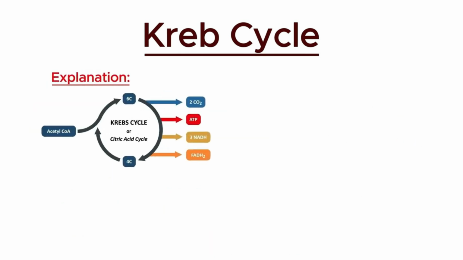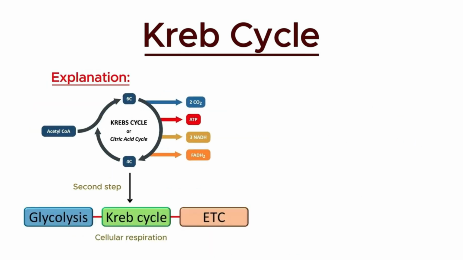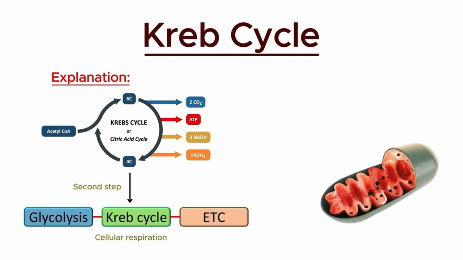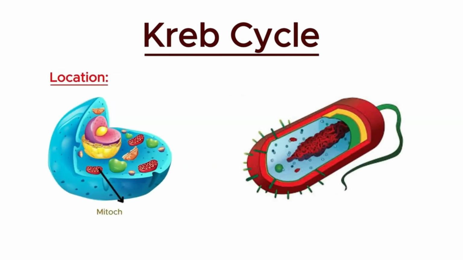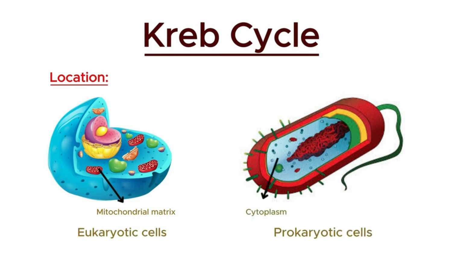This cycle is a crucial part of cellular respiration that takes place in the mitochondria, where enzymes facilitating the reactions are located. It involves the oxidation of acetyl-CoA to carbon dioxide and water, producing energy in the form of ATP and electron carriers NADH and FADH2, which enter the electron transport chain. The Krebs cycle occurs in the matrix of the mitochondria in eukaryotic cells and in the cytoplasm in prokaryotes, playing a key role in the cell's energy production and metabolic processes.